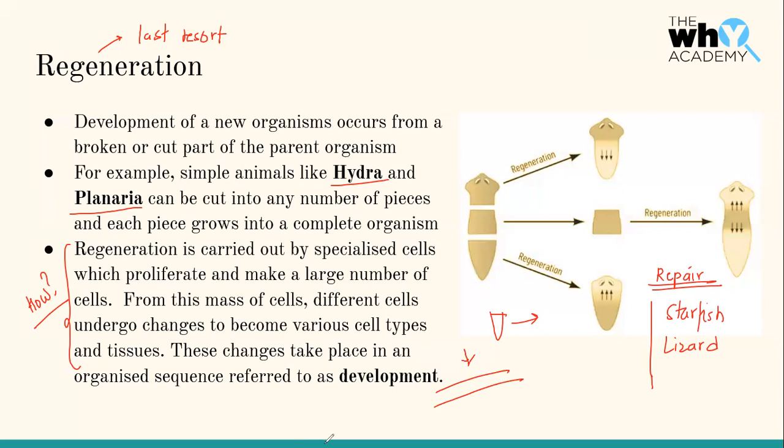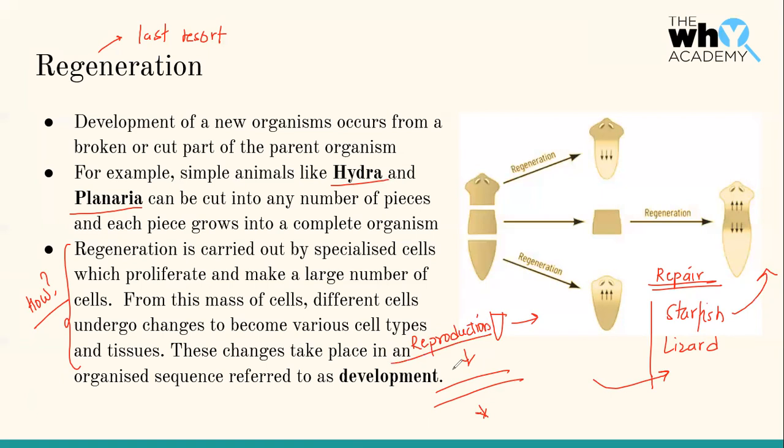Regeneration also occurs at fixed places, but like I said, regeneration actually occurs through this route. It would start off as a repair, but then they would resort to developing the complete individual itself. Whereas fragmentation doesn't start off as repair, it starts off as a mode of reproduction itself. That would be one of the major differences.